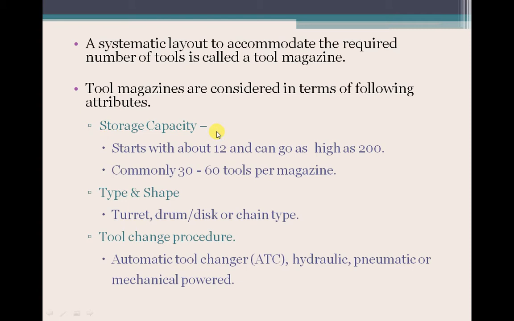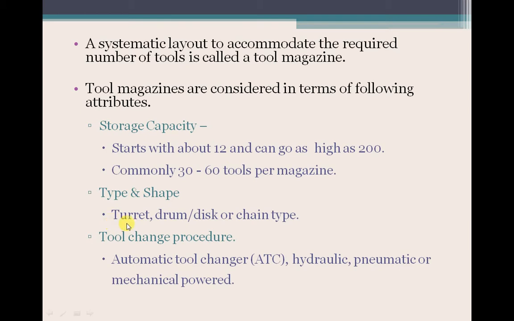First is the storage capacity of the tool, which basically starts with about 12 to 200 tools in a magazine. That means a magazine can contain a minimum of 12 tools, and it can go to a maximum of 200 or 200 plus nowadays. Commonly there are 30 to 60 tools per magazine, which is very easily available nowadays. So whenever you see a modern CNC machine, you will find that 30 to 60 tools can be very easily placed inside it. Second is the type and shape of the magazine.